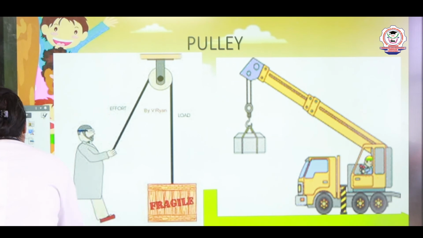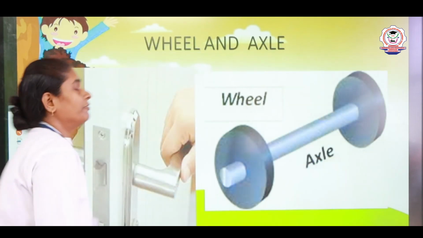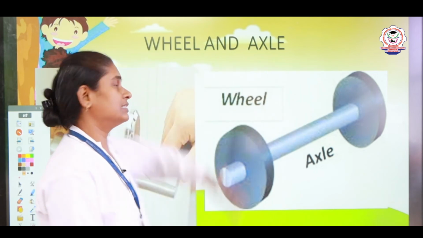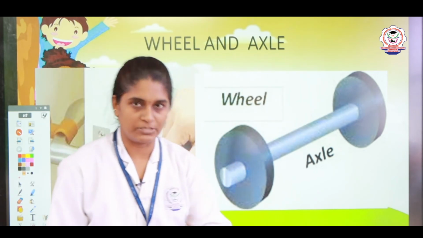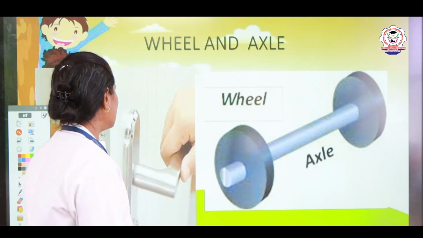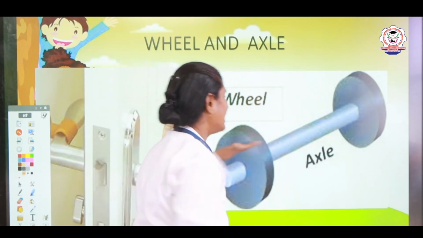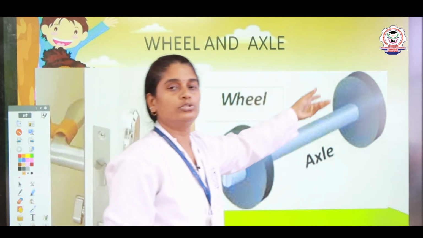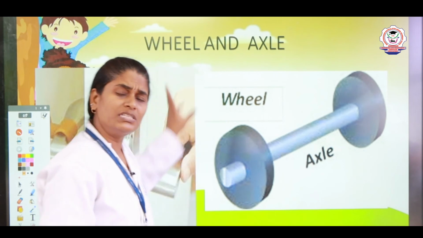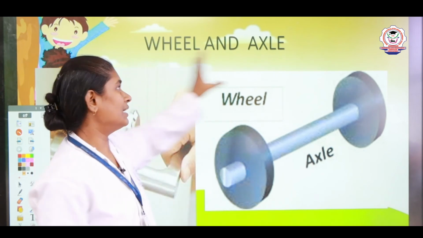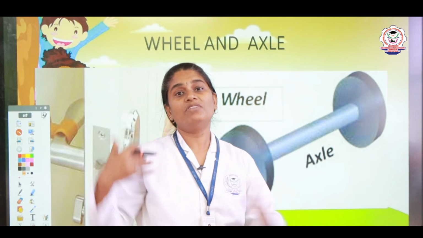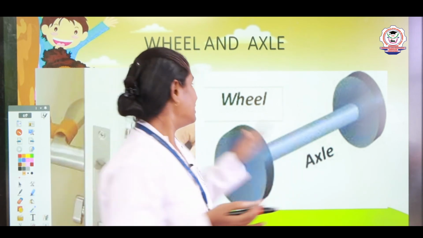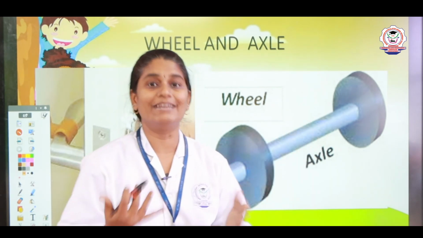Now let us see the last type of simple machine. So wheel and axle. So wheel and axle is the last type of simple machine. What is wheel and axle? So you can see the two wheels that are attached with the rod. So when the wheel rotates, the axle also rotates. So what is the use of this wheel and axle? So with the help of wheel and axle, we can move heavy objects from one place to another over a longer distance. So that is why this type of simple machine is used in vehicles and all.